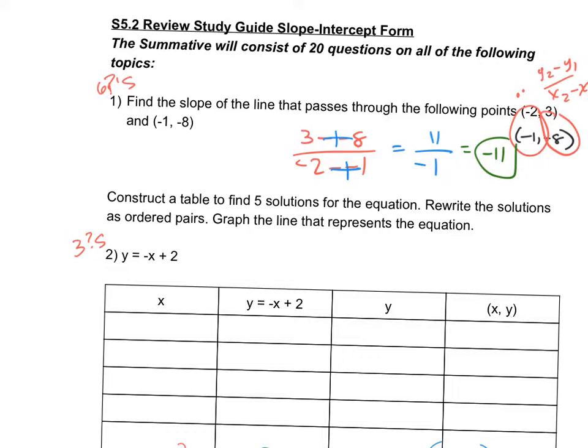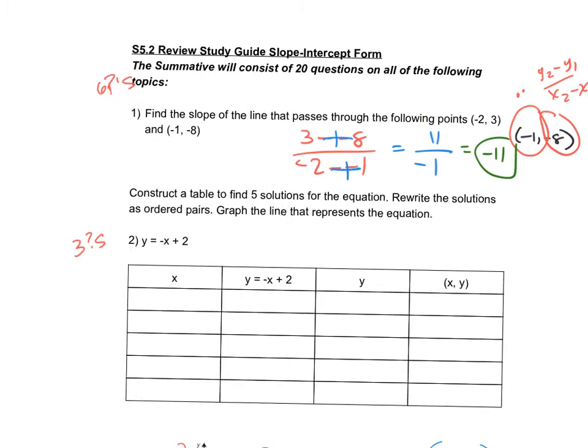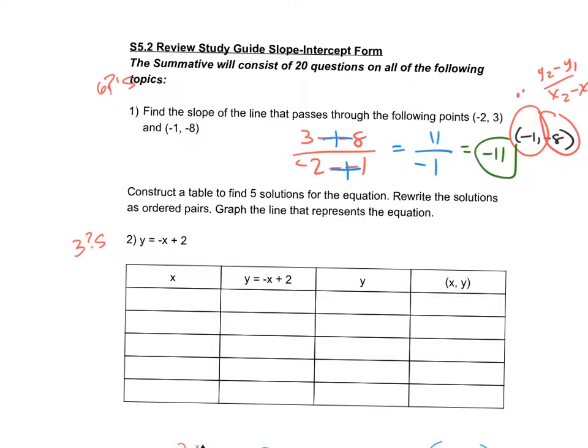There are 3 questions that are like number 2. It's asking you to find 5 solutions. These 5 solutions must be written as ordered pairs. Are there any specific values that I have to pick for x? No, you could choose whatever you want.